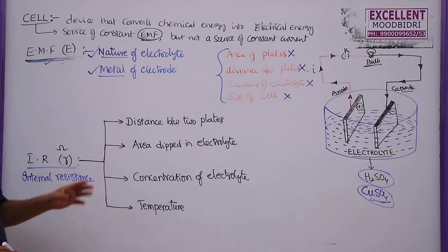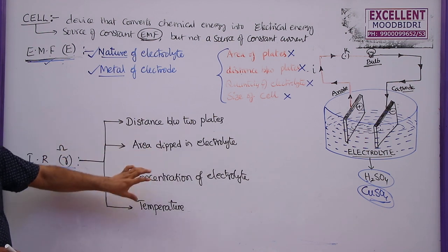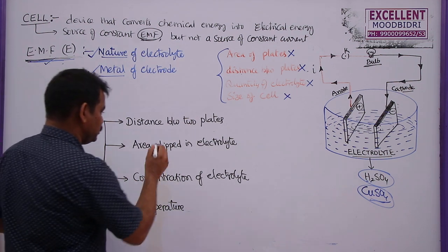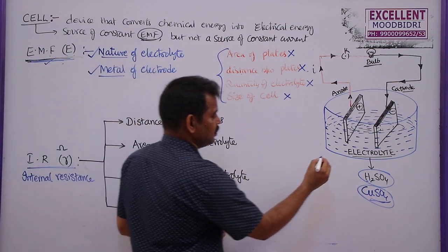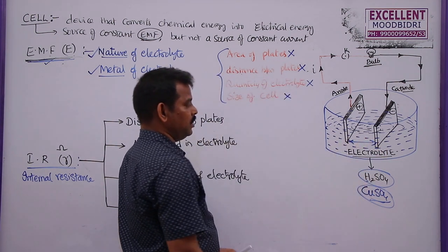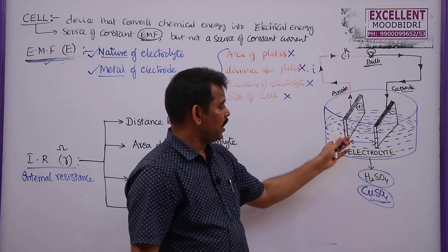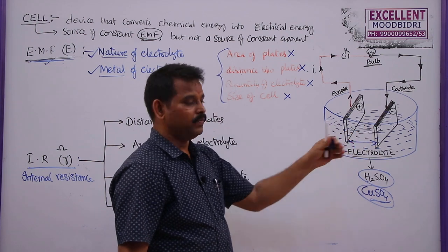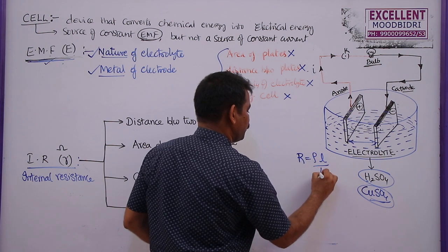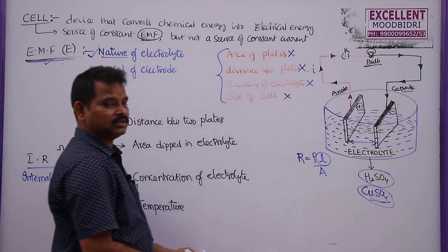So now what happens to this internal resistance if the distance increases, area dipped in the electrolyte increases, concentration increases, and temperature increases. The distance between the two plates: if you increase the distance, then the distance to be traveled by the charges from one plate to another plate will be more. We know this formula, R is equal to rho L by A. Whenever the length to be travelled is more, resistance is always more.